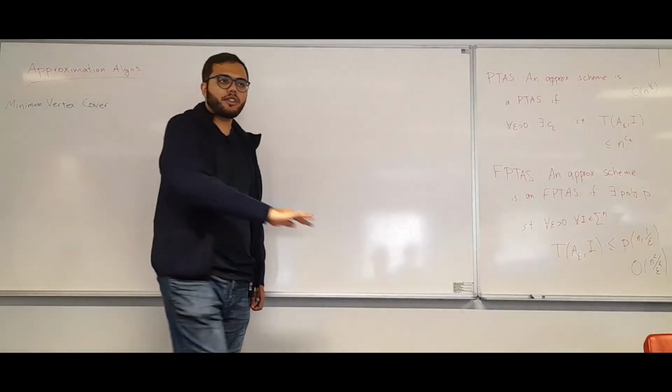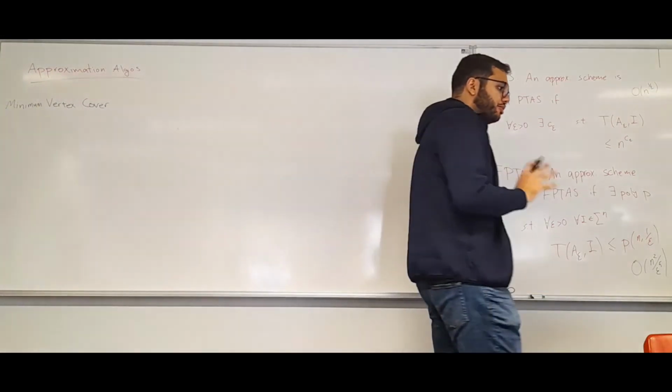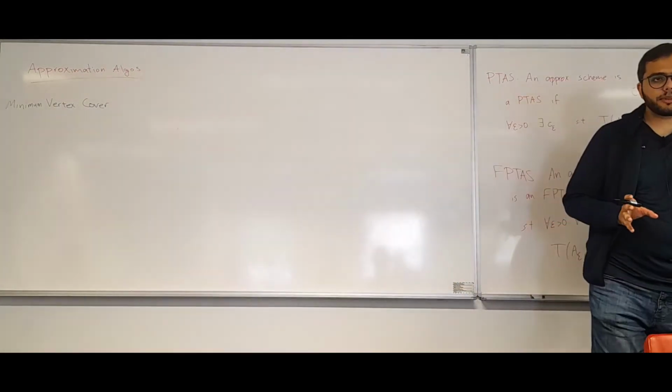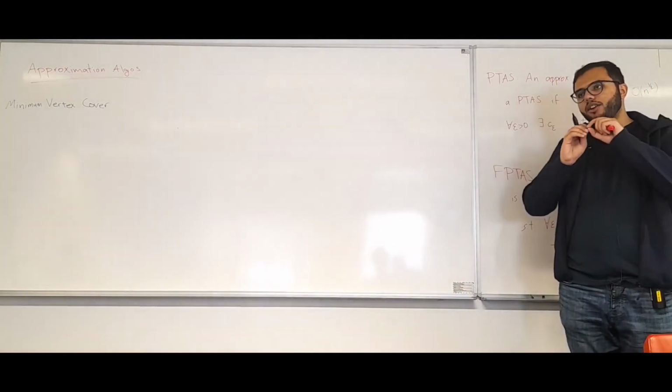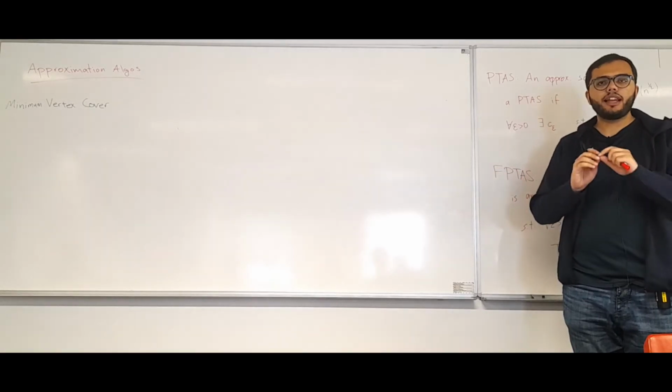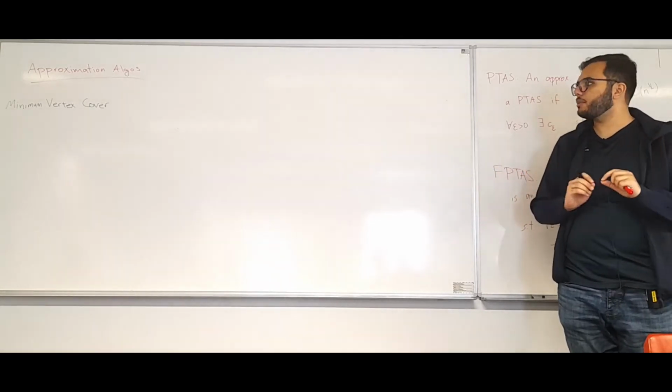So I give you a graph G, and I want you to choose as few vertices as possible so that they cover all of the edges of G, so that any edge in G has at least one of its endpoints chosen.